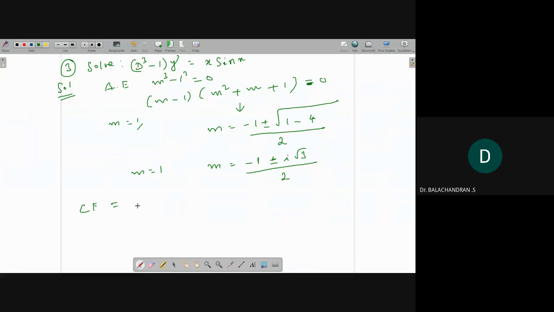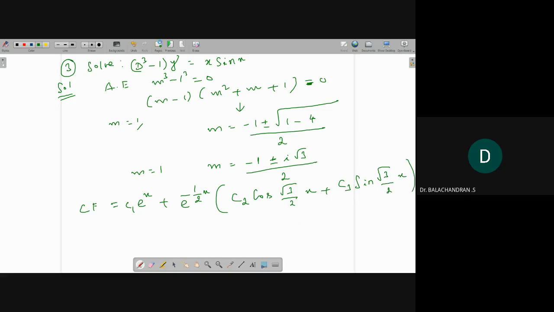So I will write otherwise e power x, sorry, c1 e power x plus alpha is minus 1 by 2, c2 into, okay, c1 e power minus 1 by 2 into x into c2 into cos root 3 by 2 x plus c3 into sine root 3 by 2 x. Okay, this is your CF.